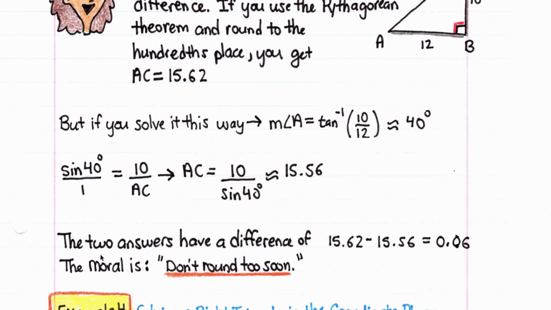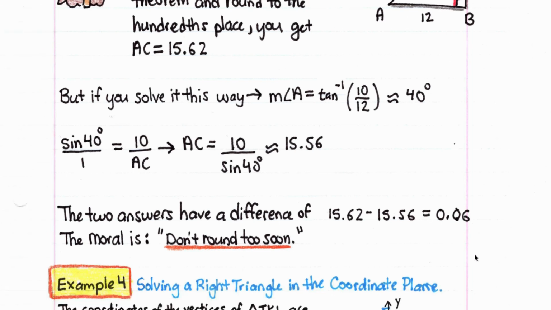So the two answers that we just found have a difference of 0.06. So the moral of the story is, don't round too soon. If you round too soon, you're going to get errors, small errors, but errors nonetheless in your answers.